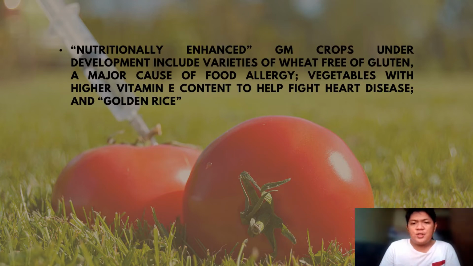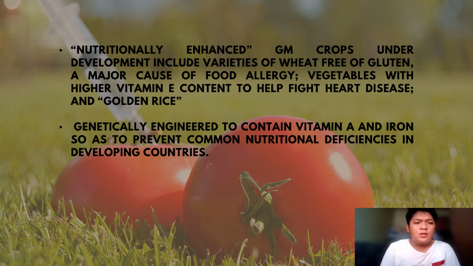Nutritionally enhanced GM crops under development include varieties of wheat free of gluten, a major cause of food allergy, vegetables with higher vitamin E content to help fight heart disease, and golden rice, genetically engineered to contain vitamin A and iron so as to prevent common nutritional deficiency in developing countries.